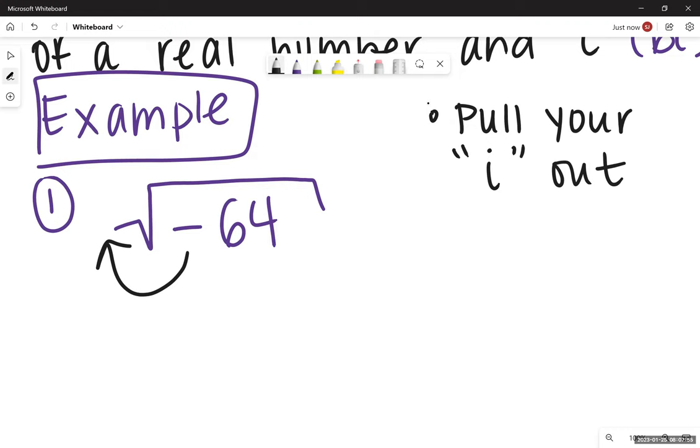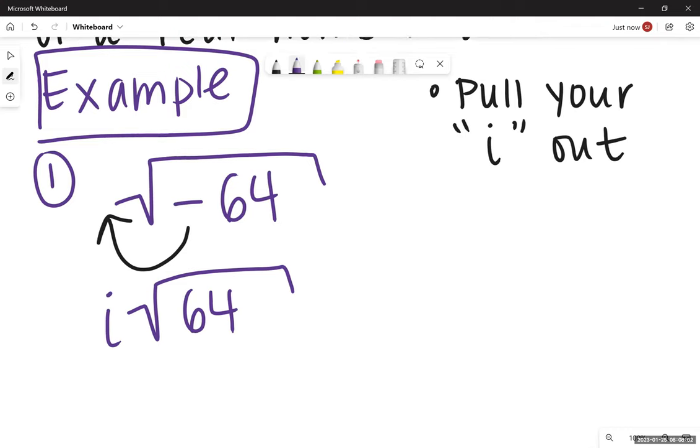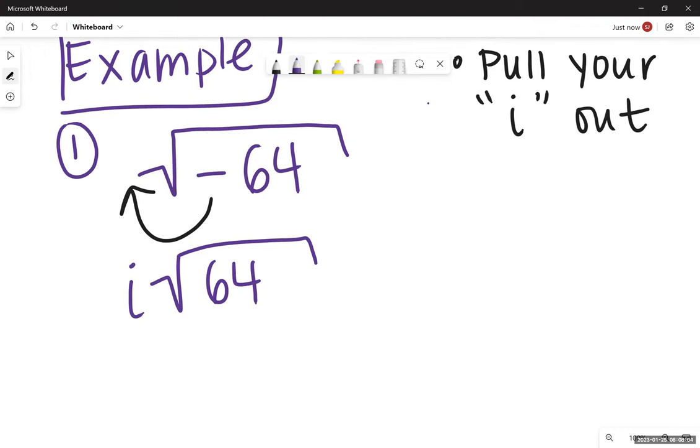So I'm kind of just doing it in the little arrow form right here. I would have the I square root 64. Okay, because I actually pulled that negative out from the square root, giving us our imaginary unit. Okay, so then the second step that we would take is to either factor this number underneath the radical, is what that square root can be called, or you can actually just take the square root.